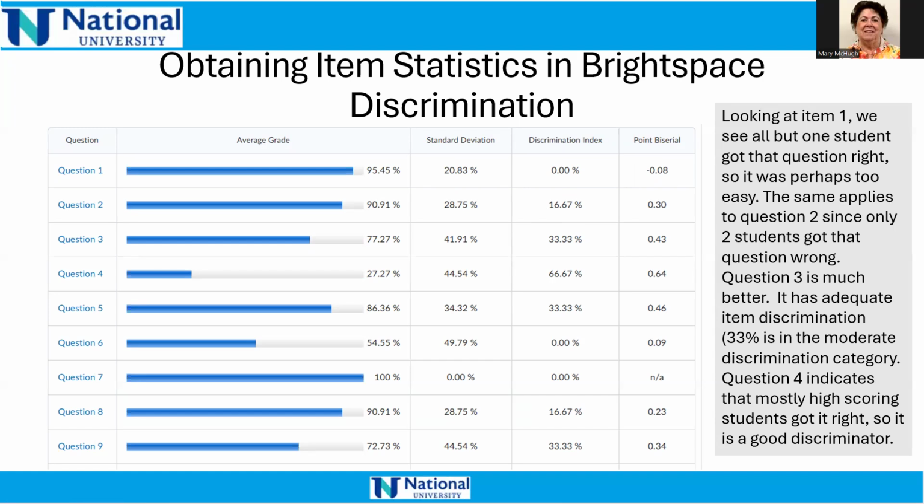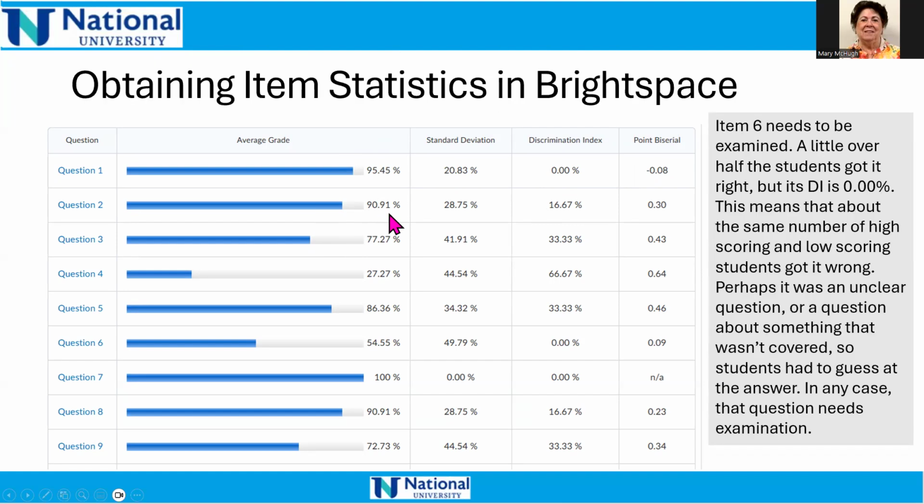All right, the next question was answered correctly by 90.91% of the students. Its discrimination index is 16.67, and the point biserial is 0.30. That tells you that this one is actually discriminating pretty well between high and low students. Because if you remember, a point biserial of 0.20 or higher is considered a good discriminator. So this is probably a good question just as it is.